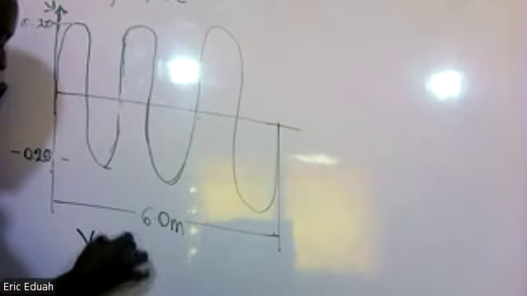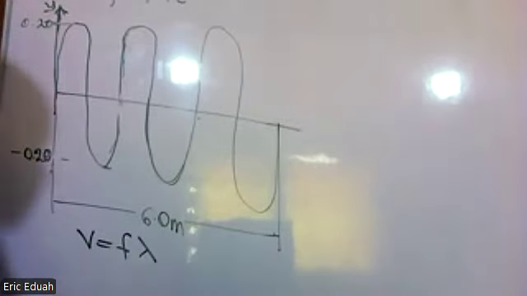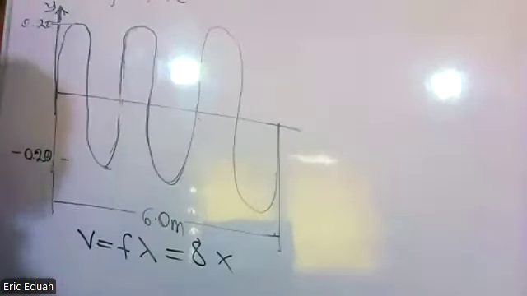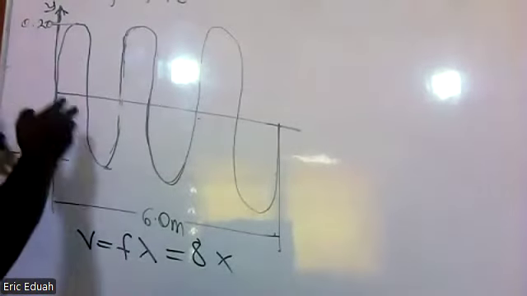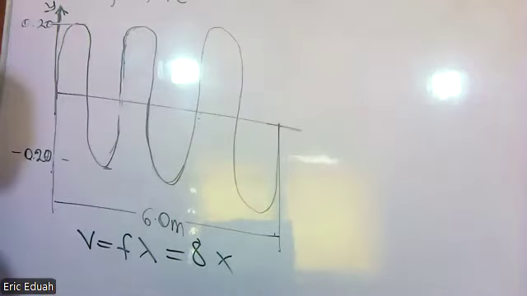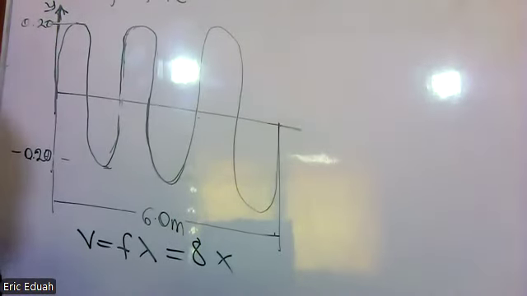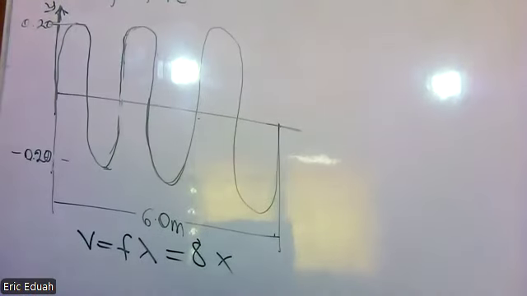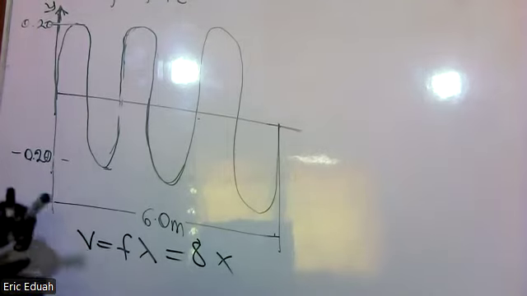Speed is still f lambda. f is given, 8. I'll need the wavelength. Now, what I have is a wave with a certain number of complete cycles. You are given the whole length of the wave, 6. So how many complete cycles or waves do we have here?